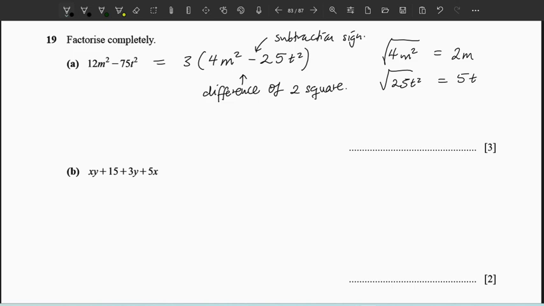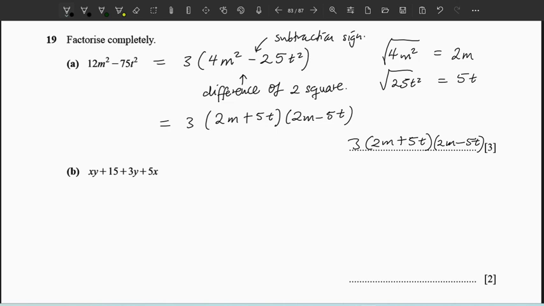Then from here, if you are factorizing a difference of two squares, that means your answer is incomplete. The first bracket will have 2m plus 5t. The second bracket will have 2m minus 5t. This will be the complete factorized expression. So that means we're writing 3 here, and then 2m plus 5t, and then 2m minus 5t. So make sure that you always double check. If there are two terms, check what is common and then you factor it out. And then after that, please double check if you have any difference of two squares.